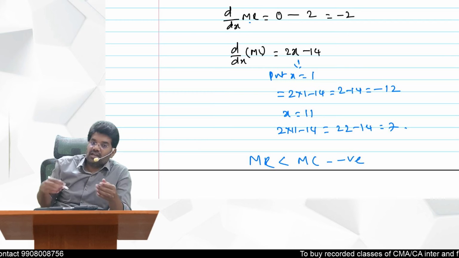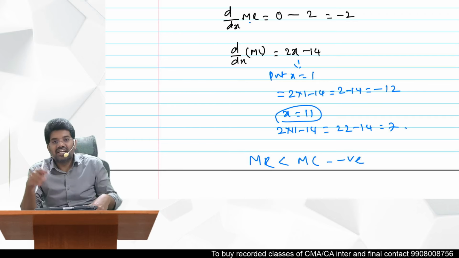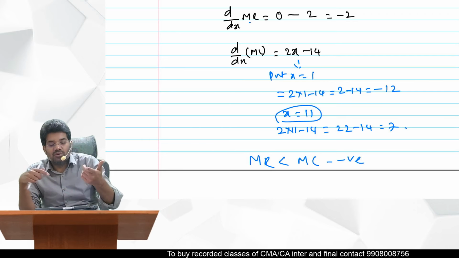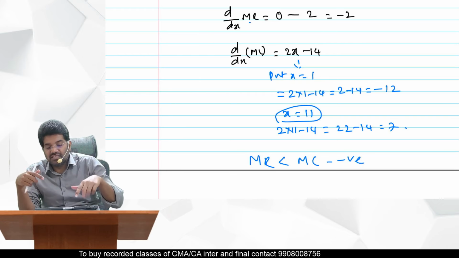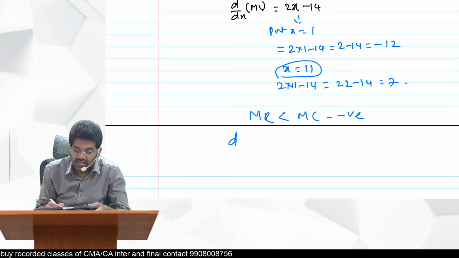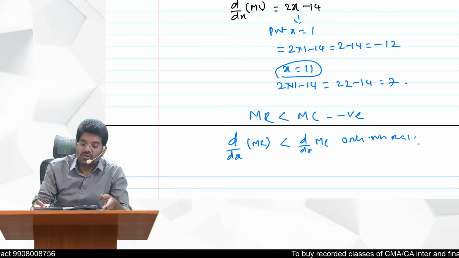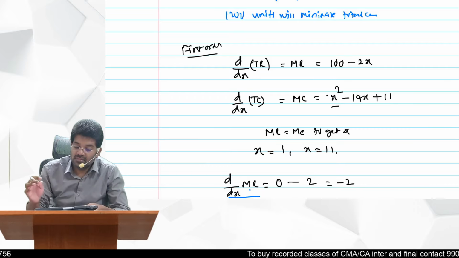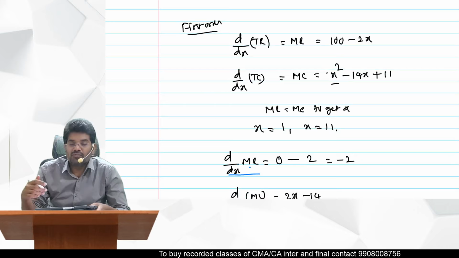At x is equal to 11 only this condition is satisfied. At x is equal to 1 this condition is not satisfied. So at x is equal to 11 only, d by dx of MR is less than d by dx of MC. So that means, what is the profit maximizing output here?